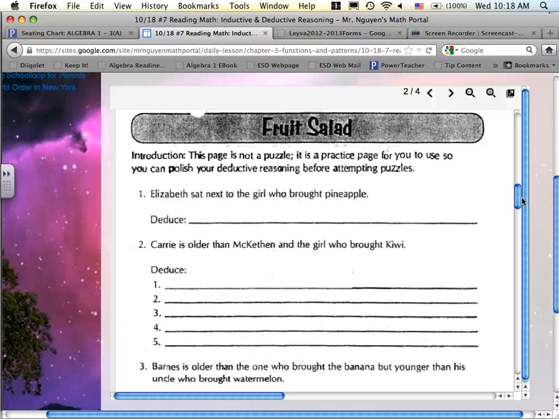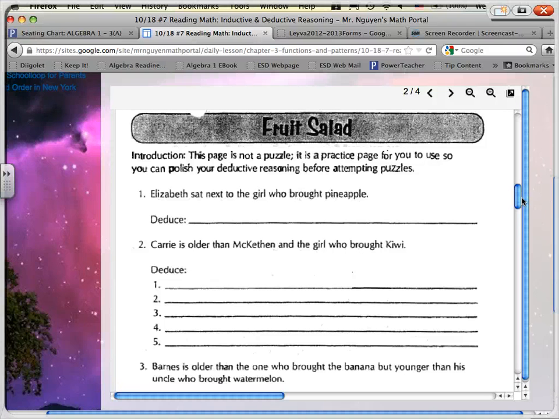Just read it carefully. Elizabeth sat next to the girl who brought pineapple. What do you think? Elizabeth doesn't have the pineapple. Thank you. You're right. Just based on that one sentence, you can say something like, Elizabeth did not bring the pineapple because she sat next to the one that actually brought one. So you can say, Elizabeth didn't bring the pineapple. You see that? Easy. So that's one deduction right there, based on the sentence.